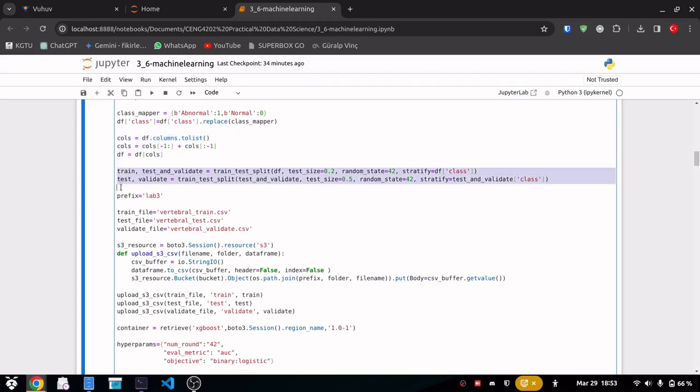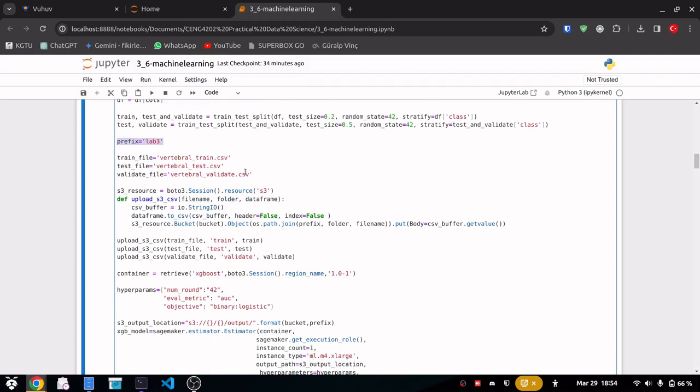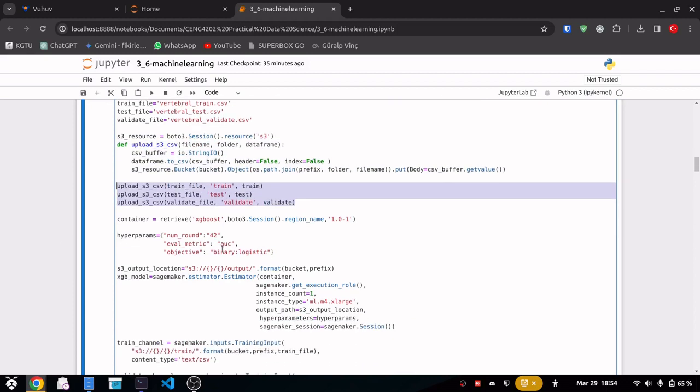So we are doing the train test split in here, and stratify is important to have an even split across the train, test and validate splits. We are using a prefix of lab3, and these are the file names we have, and we will use the defined upload S3 CSV function to upload our data frames into the bucket.